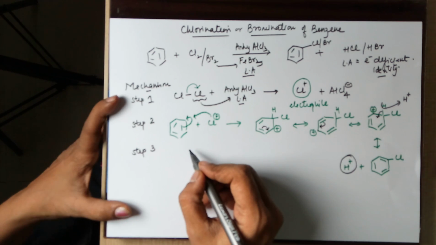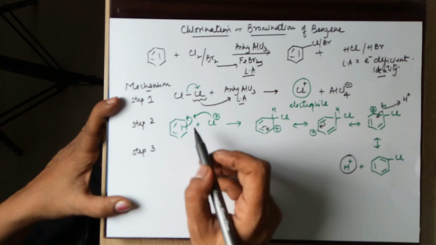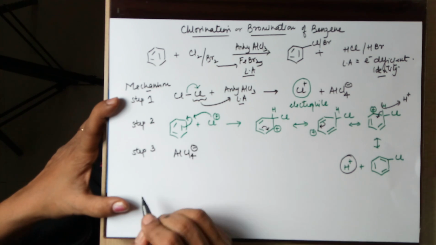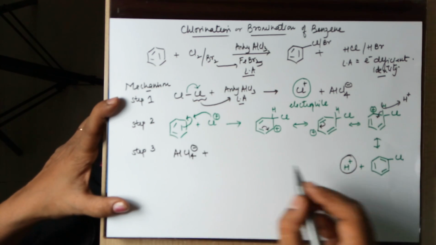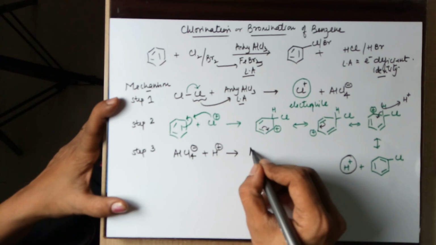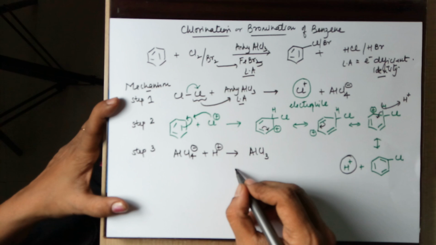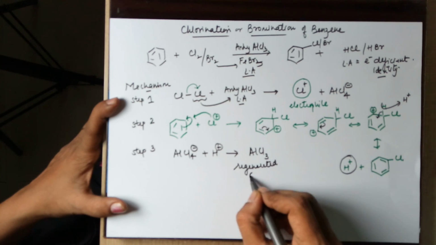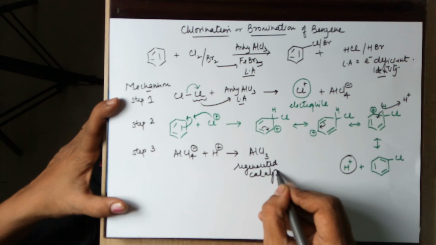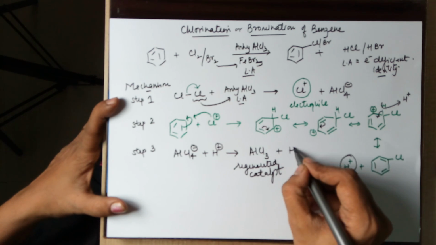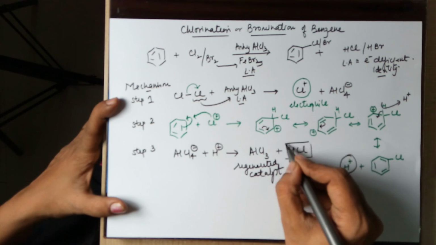The third step. In the third step, the byproduct of the first step was AlCl4 minus. The byproduct of the second step was H plus. And these combine, giving you back your AlCl3, which is your regenerated catalyst. And the byproduct that you're left with is HCl.